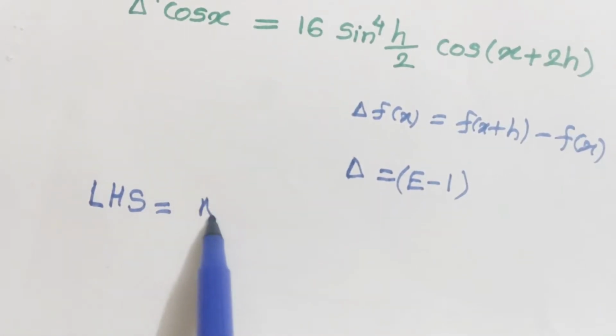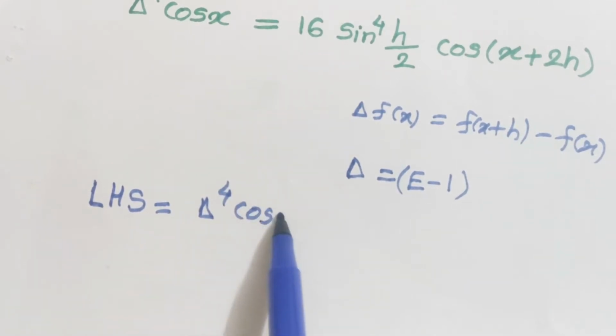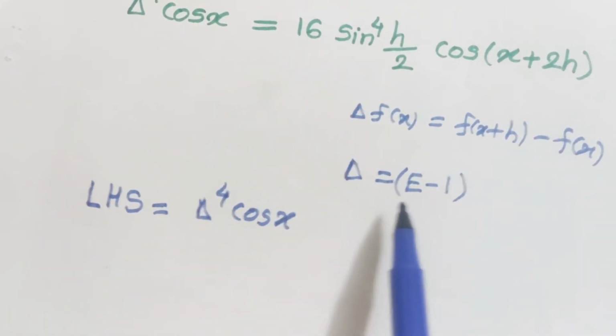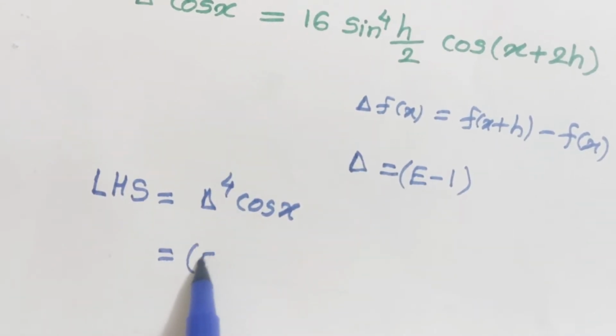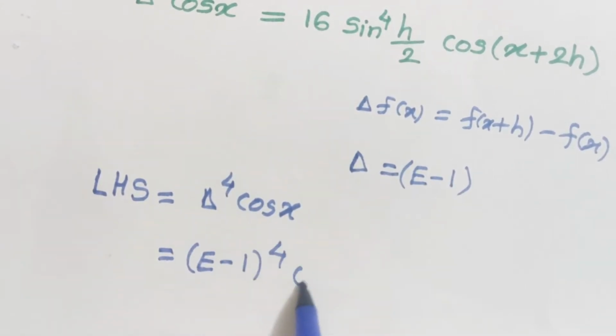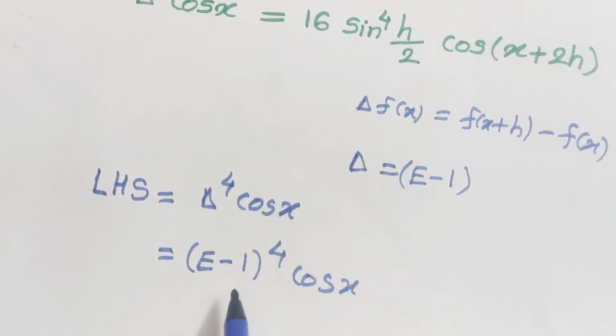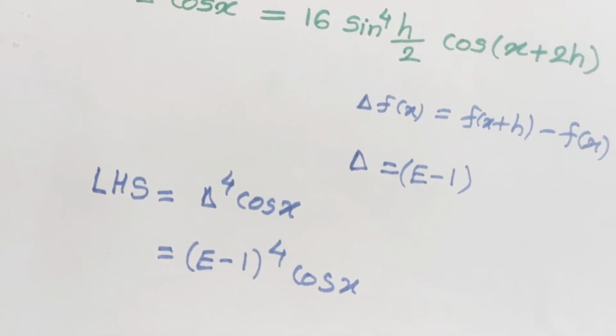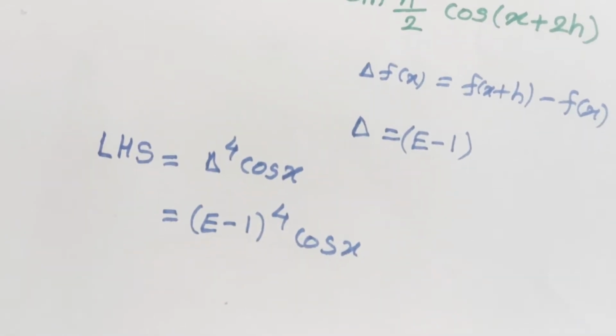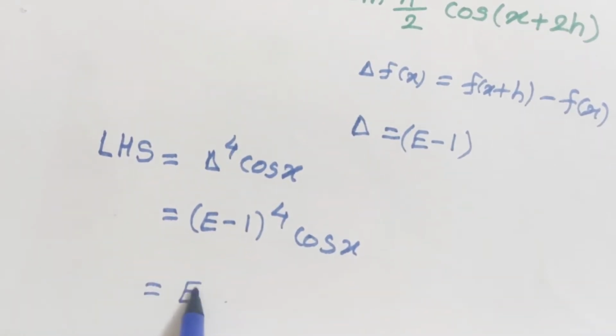So the left hand side is delta raised to the power 4 cos x. Now instead of delta we put e minus 1. So we get e minus 1 raised to the power 4 cos x. Now for e minus 1 raised to the power 4, we use the binomial expansion and solve this term. The binomial expansion is e raised to the power 4 minus 4c1, where 4c1 is 4, reduce the power of e, that is e raised to the power 3, then plus 4c2.